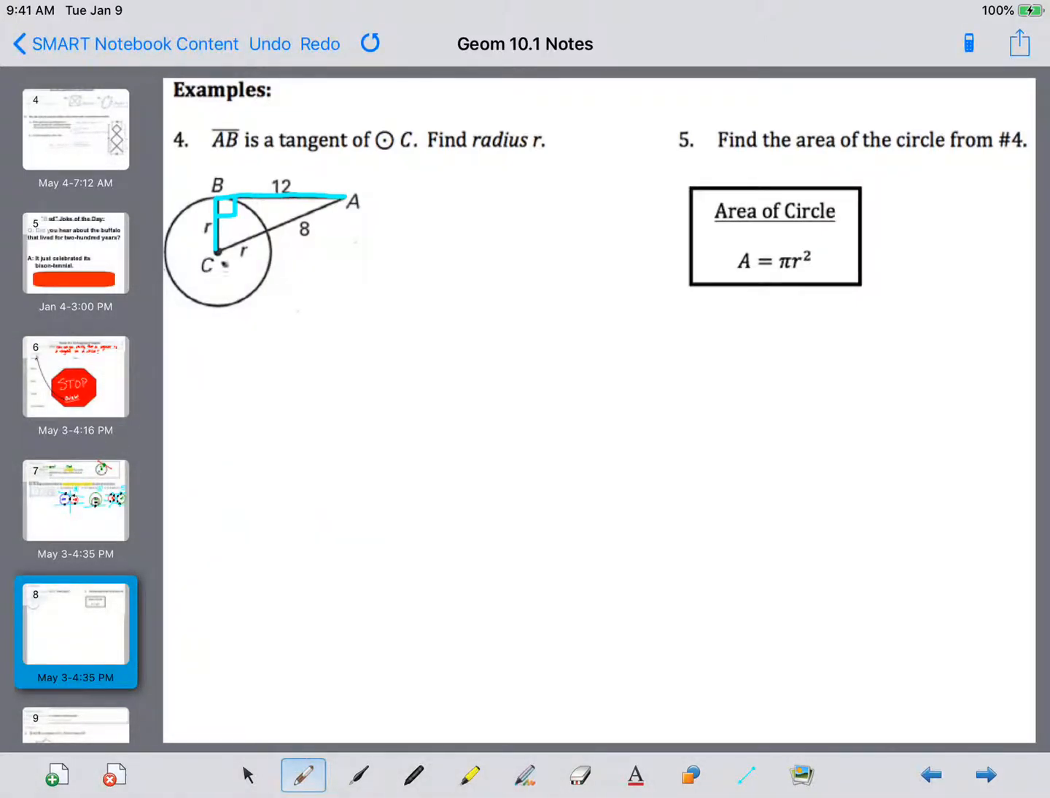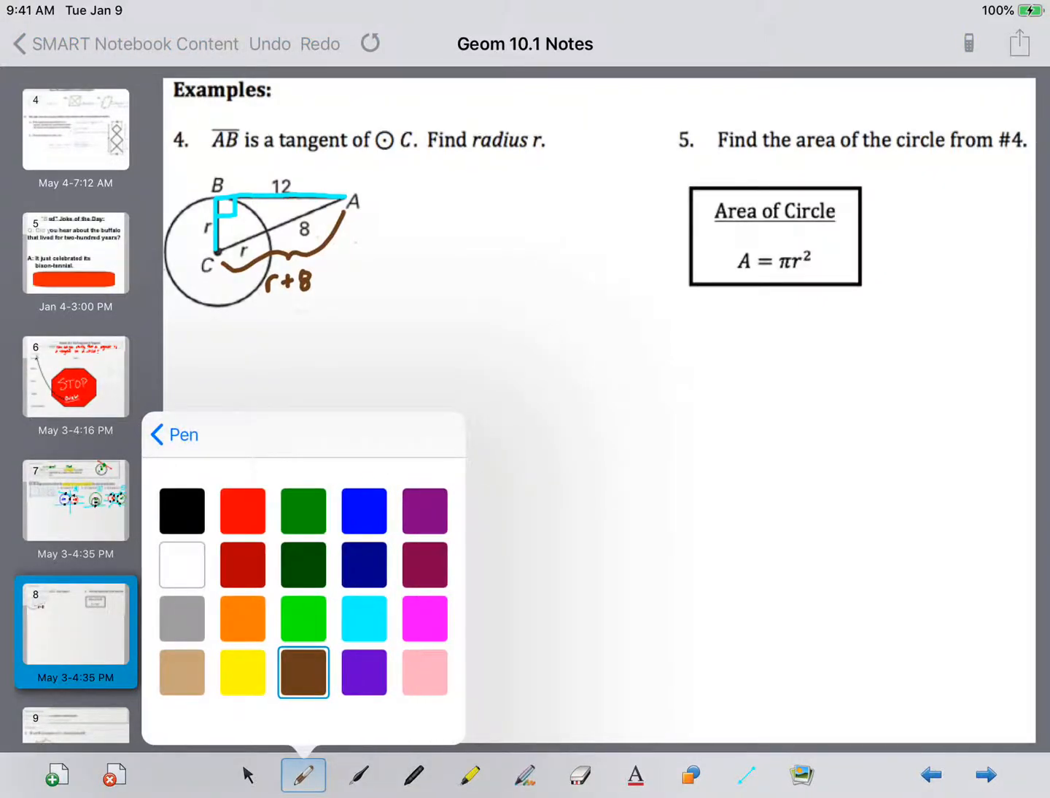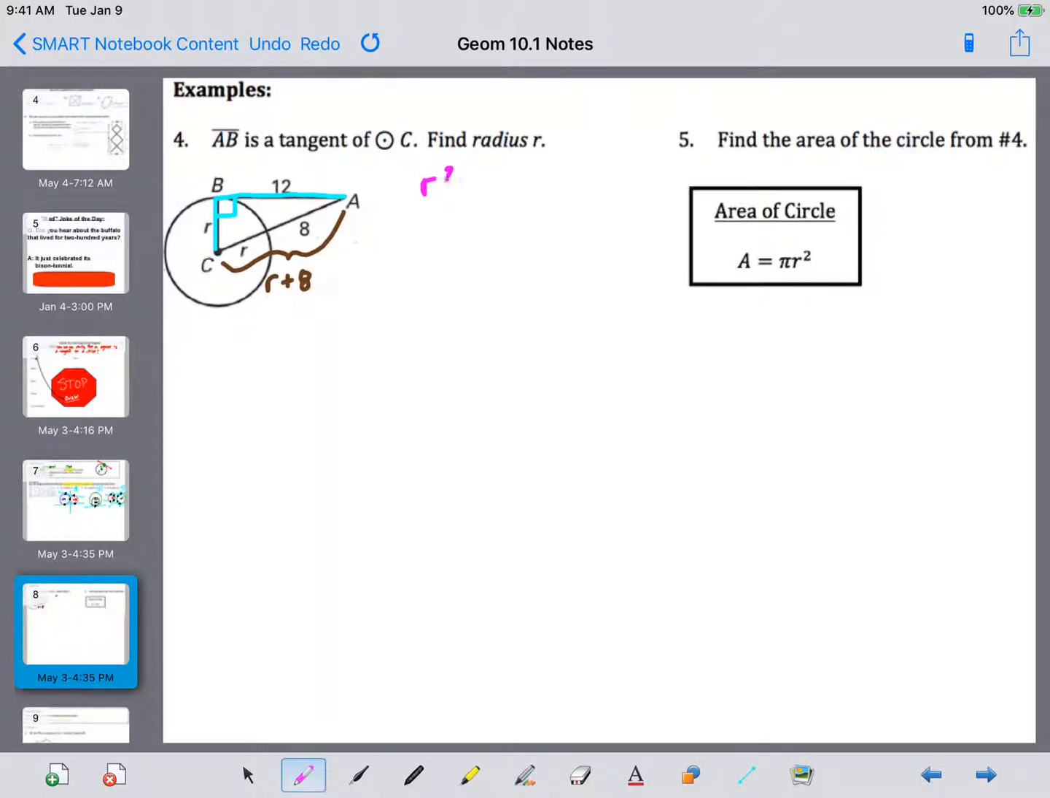So this is my hypotenuse here, and it turns out the hypotenuse is R, the radius, plus this length of 8. So this whole segment from C to A, the hypotenuse, is R plus 8. If we fill into the Pythagorean theorem, we get R squared plus 12 squared equals (R plus 8) squared. R squared we're just going to leave as that. 12 squared is 144. And you have to be careful over here with R plus 8. That is not R squared plus 64. It means you have R plus 8 times R plus 8, so we are going to need to FOIL that out.